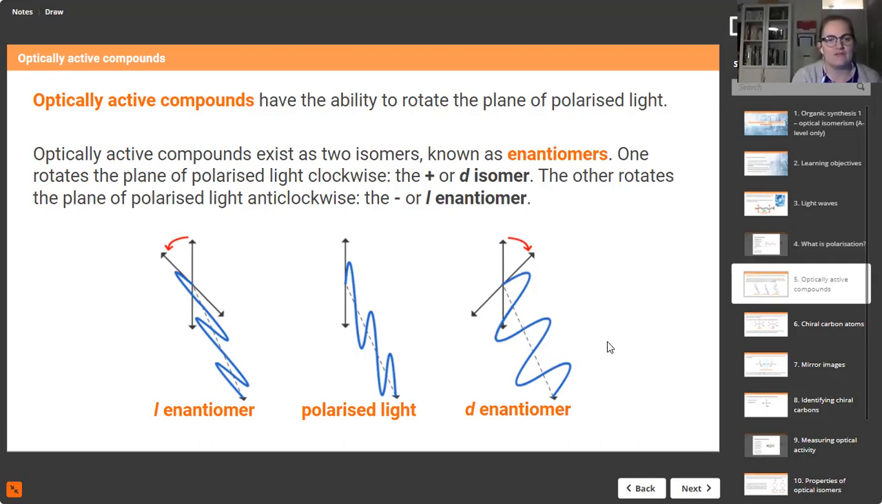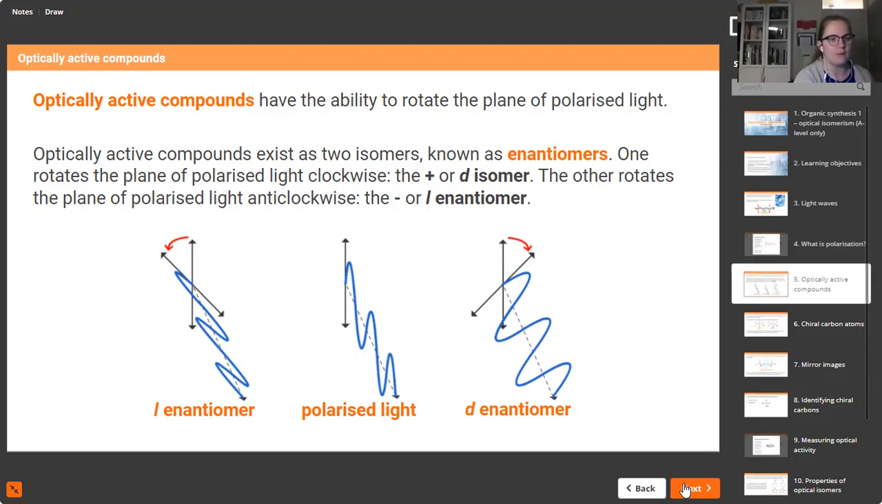One is able to rotate the plane of polarized light clockwise, that is the plus or D isomer, and the other rotates the plane of polarized light anti-clockwise, and that is the minus or L enantiomer. So that's the two differences of them. So optical isomers rotate that plane of polarized light. That's the main gist of it, really.